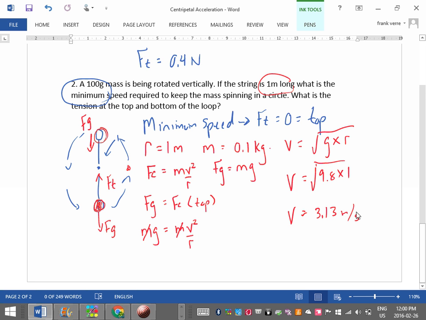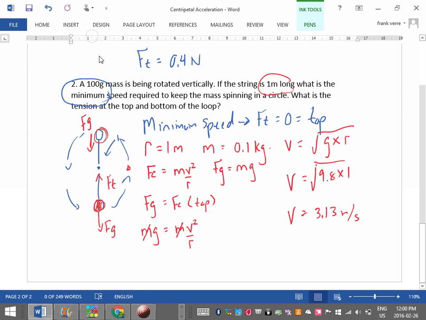Okay, so here's the thing. We know now what the speed of this rotation must be, right? We know it's got to be 3.13 meters per second. What is then the tension at the bottom? Anytime you come across a question like this and it says minimum speed, in this scenario, we know there's no tension on top. But there has to be tension on the bottom. So let's figure out what that is.